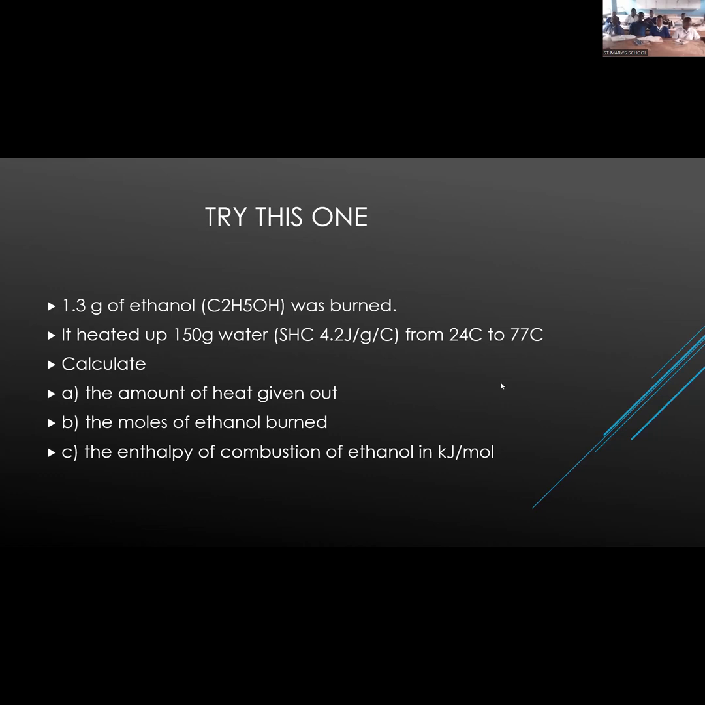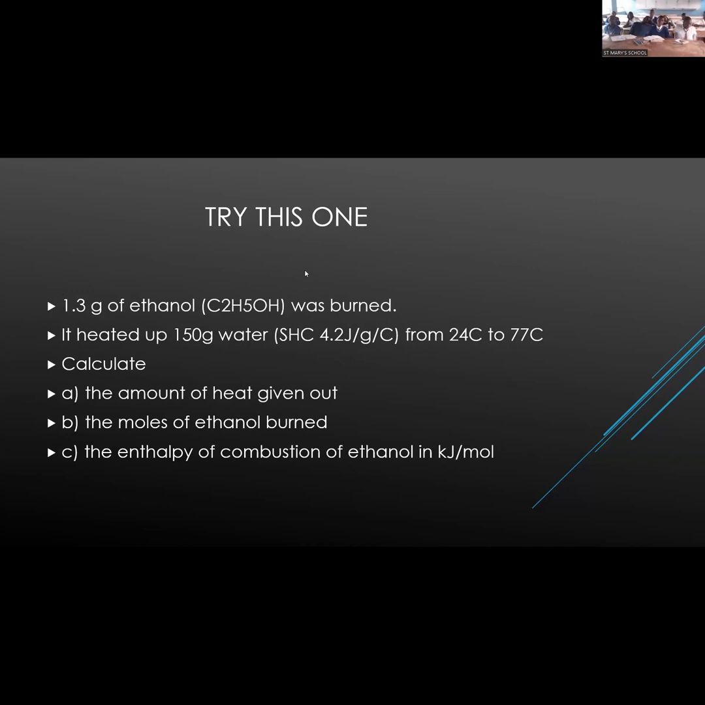Right, I'm going back to this question. In this question, they're using a spirit burner to heat up some water. They have 150 grams of water. There's the specific heat capacity, and it's heated from 24 to 77.